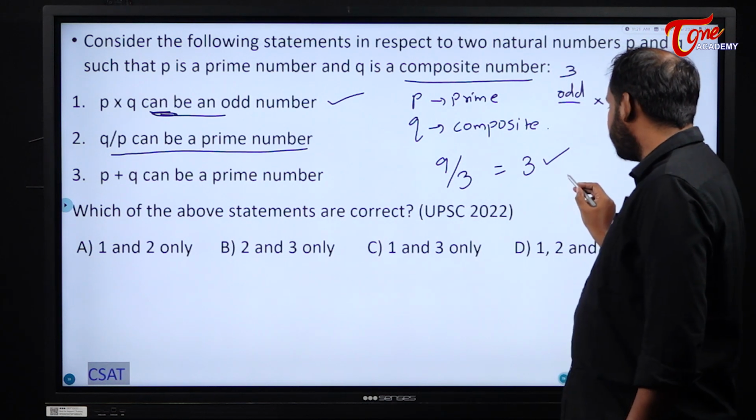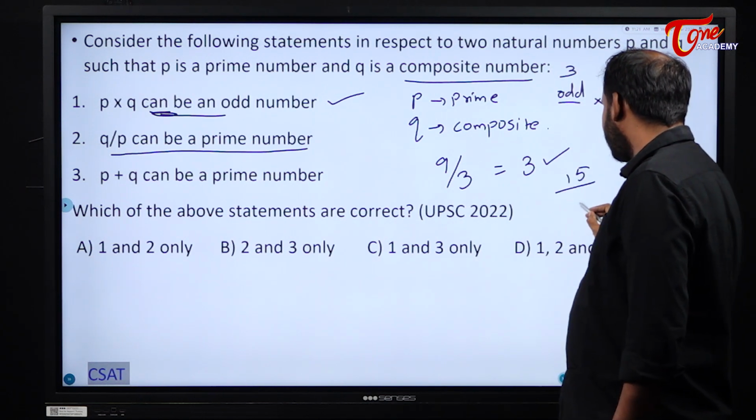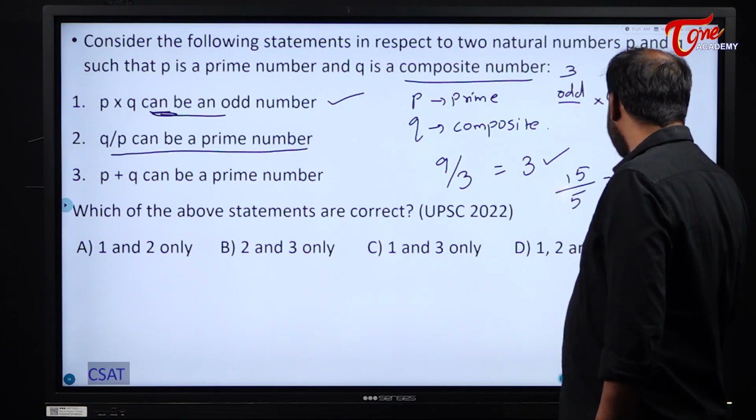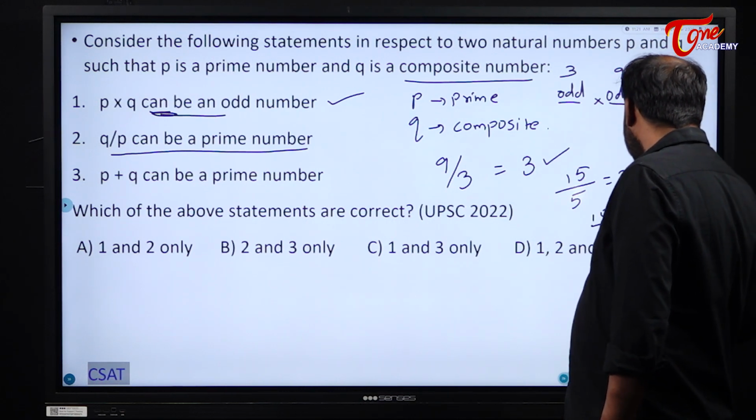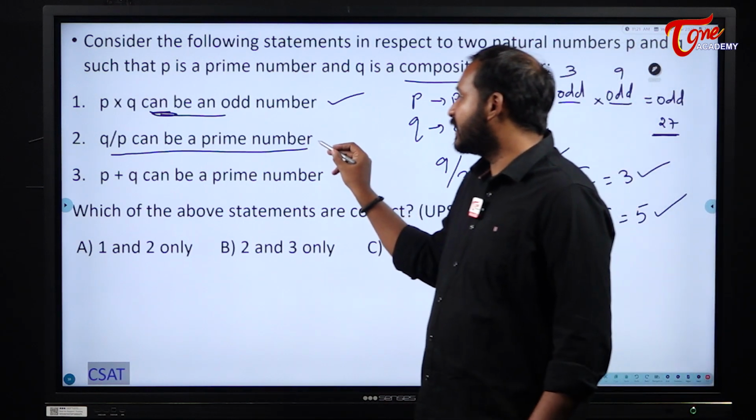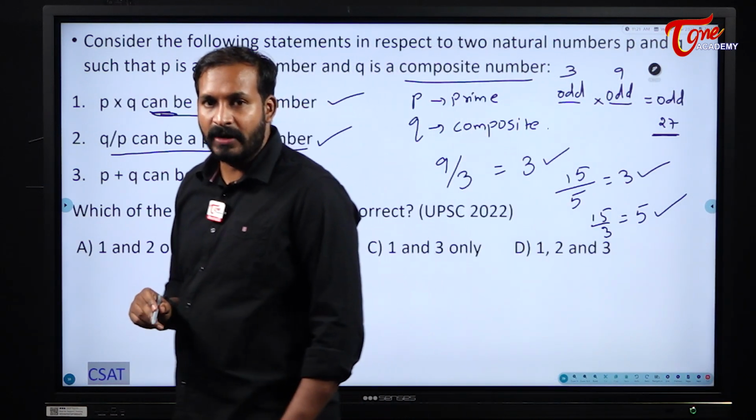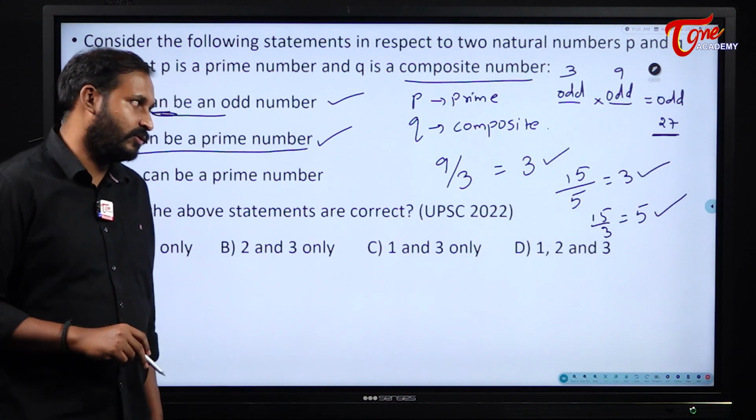Yes. Next I will take 15 by 5. That is also 3. That is also a prime number, or else 15 by 3, which is equal to 5. This is also a prime number. So Q by P can be a prime number, that is also true for us.